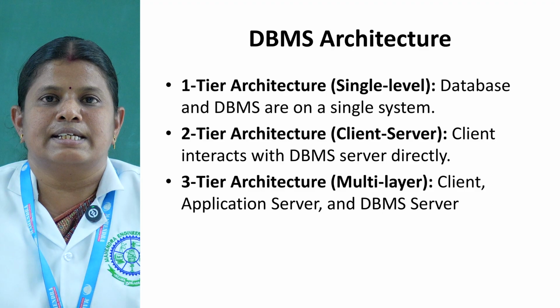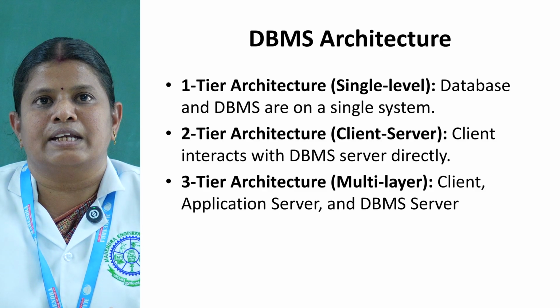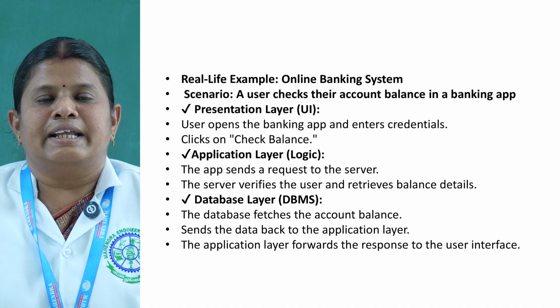Two-tier architecture is a client-server architecture. The client interacts with the DBMS server directly. The third one is the three-tier architecture, a multi-layer architecture. Client, application server and DBMS are in this three-tier architecture. A real-time example for this architecture is the online banking system.